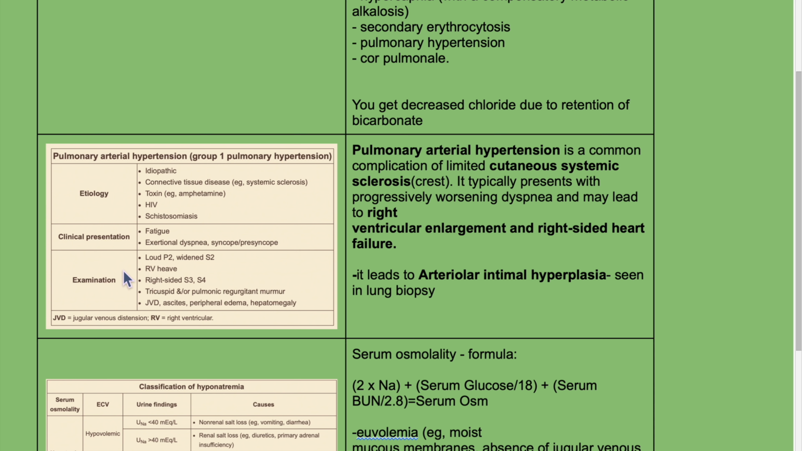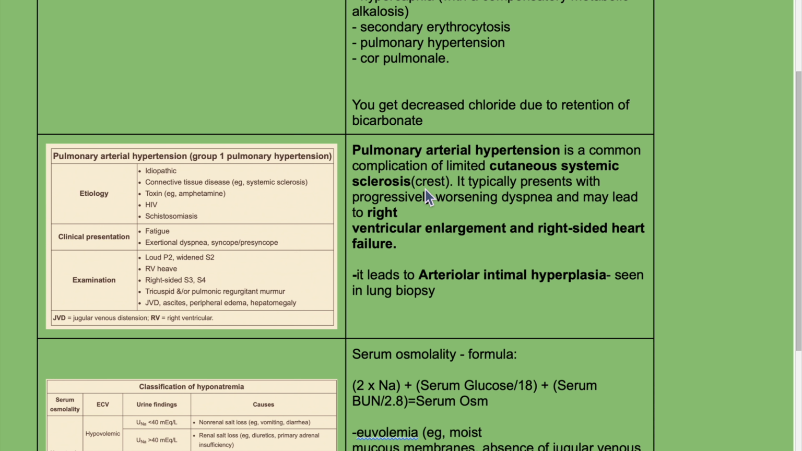Right ventricular heave. There is a right ventricular heave, yes. Right-sided S3 and S4, tricuspid and/or pulmonary regurgitant murmur, JVD, ascites, peripheral edema, and hepatomegaly. Pulmonary arterial hypertension is a common complication of limited cutaneous systemic sclerosis, or the CREST syndrome.